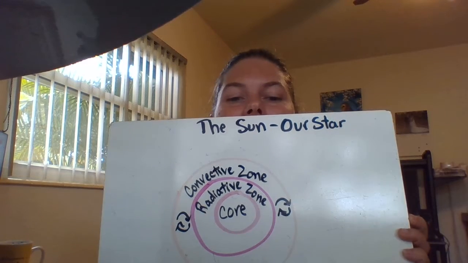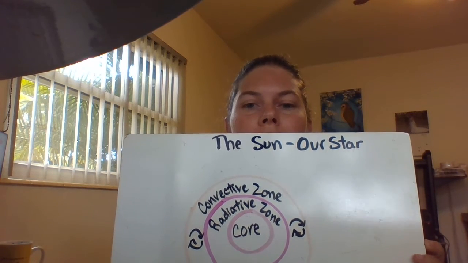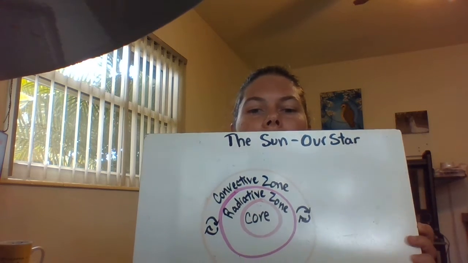So we call that the convective zone. And I'm going to draw some little arrows showing that movement, showing that convective movement, where the heat is rising out to the surface of the convective zone. Now, the surface of the convective zone is called the photosphere. The photosphere is also the surface of the sun.